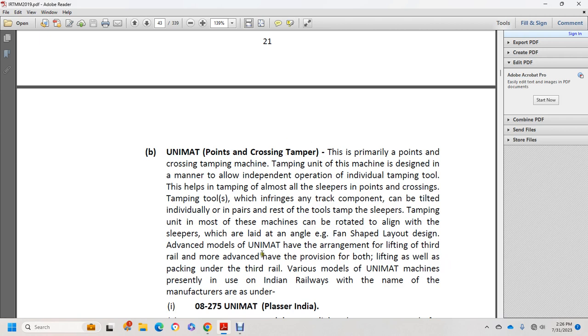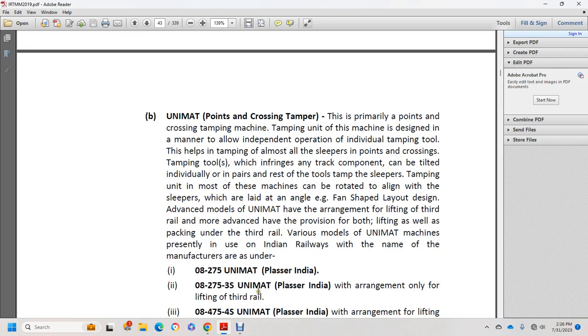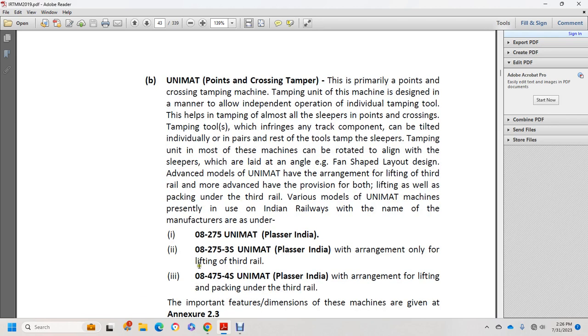For both lifting as well as packing on the third rail, various models of the Unimat machines are presently in use on Indian Railways. The names of the manufacturers are below: 08-275 Unimat, 08-275/3S Unimat, which has an arrangement only for lifting of the third rail.